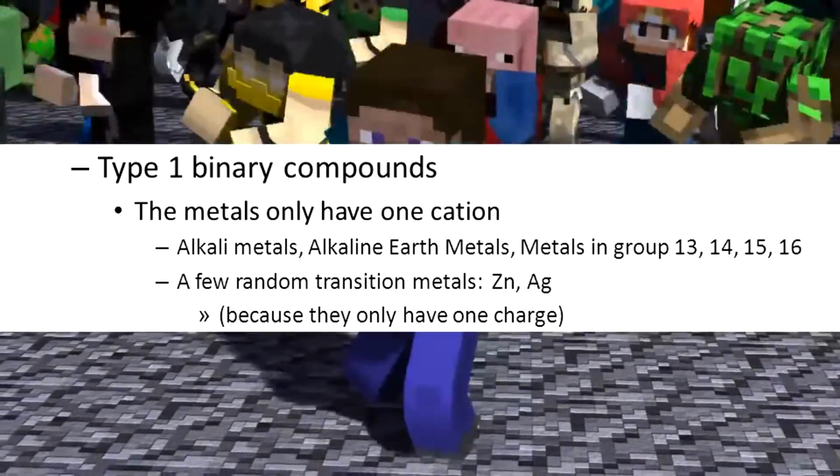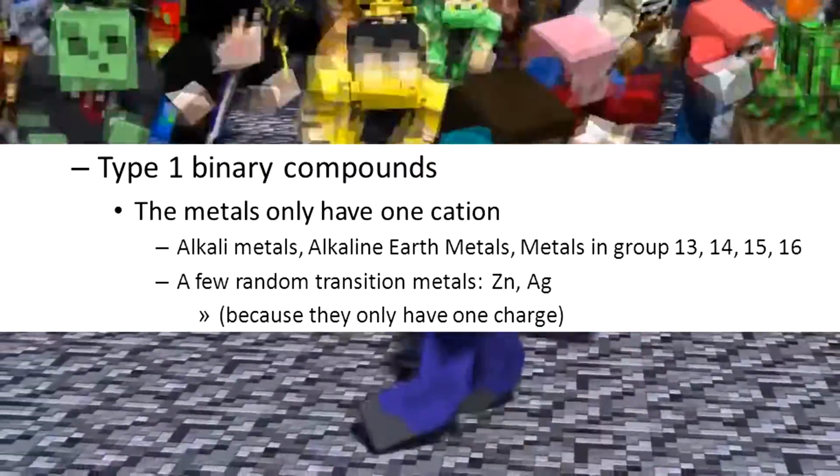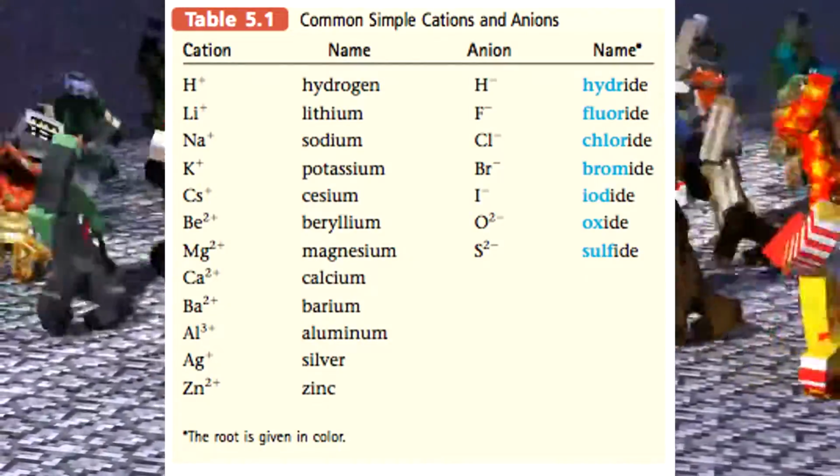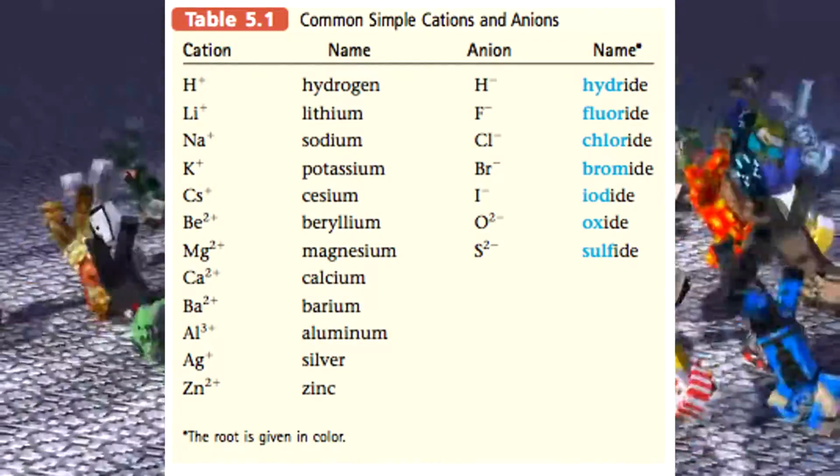Type 1s are usually a metal of fixed charge and a non-metal. Also, their cation charge never changes. Here's the list of type 1s. I'm too lazy to say them.